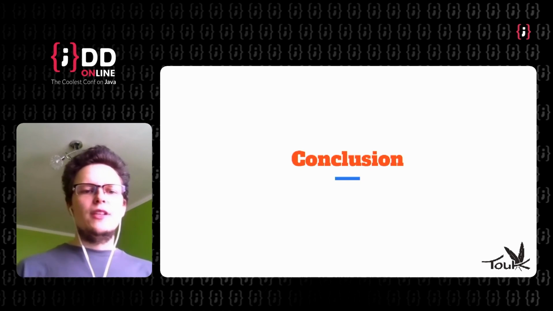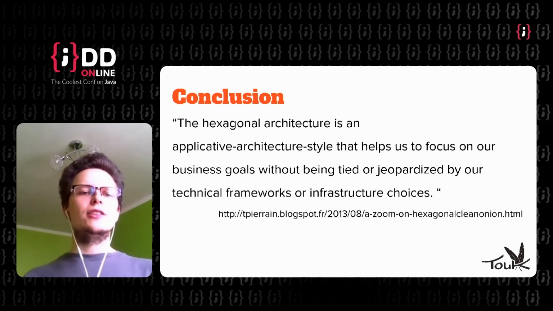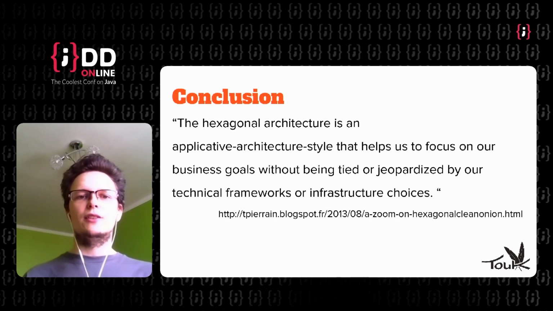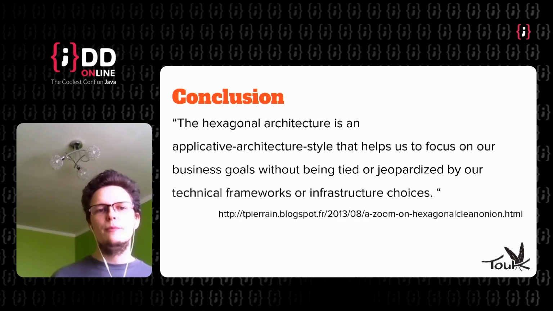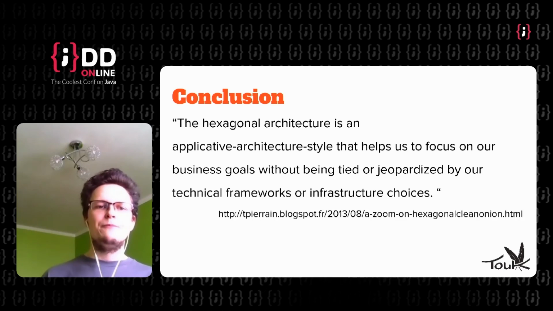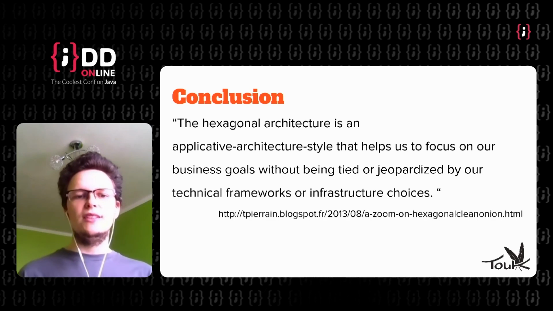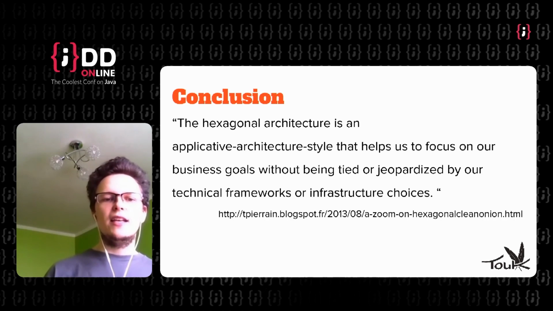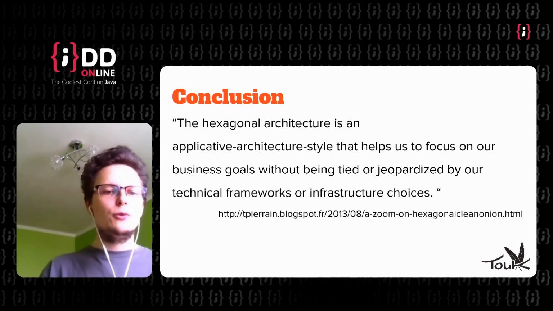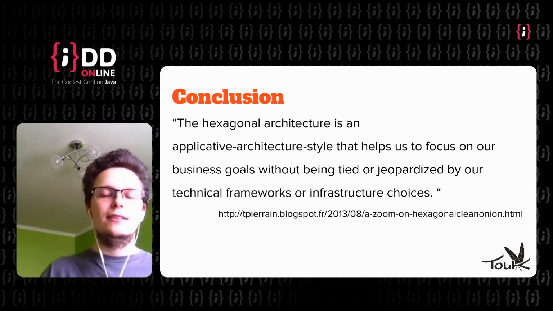Okay, to summarize, hexagonal architecture is an approach to writing the architecture that helps us to focus on our business goals, on our business code, on the parts that are the most important for our customers, and not be tied to or care about technical frameworks, technical issues, the technology, or infrastructure things that we could choose, for example, later in our project. We don't have to, for example, stick to them right now.